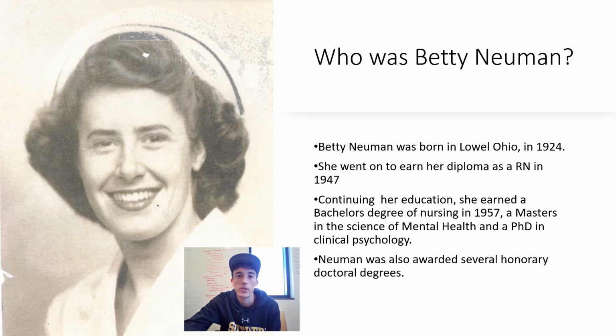Betty Neuman was born in Lowell, Ohio in 1924. She went on to earn her diploma as an RN in 1947, and then she worked as a nurse for a little bit. And then she decided to get a bachelor's degree in 1957 and a master's in the science of mental health and a PhD in clinical psychology. After she was done with her education, a couple of schools decided to give her an honorary doctoral degree.